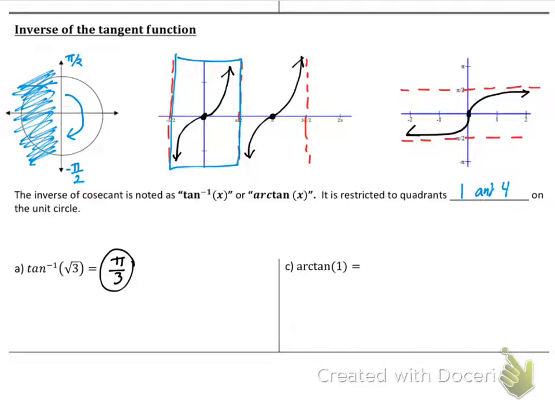All right, our arctangent of 1. 1 is always in the middle. Tangent's positive in quadrant 1. It's negative in quadrant 4, so I'm only worried about quadrant 1. 1 is in the middle of quadrant 1, so that must be pi over, what's my middle pi value? 4. Yeah, so it must be pi over 4.